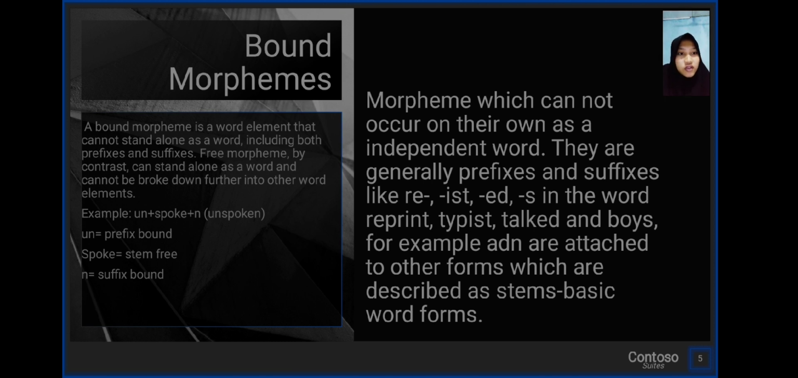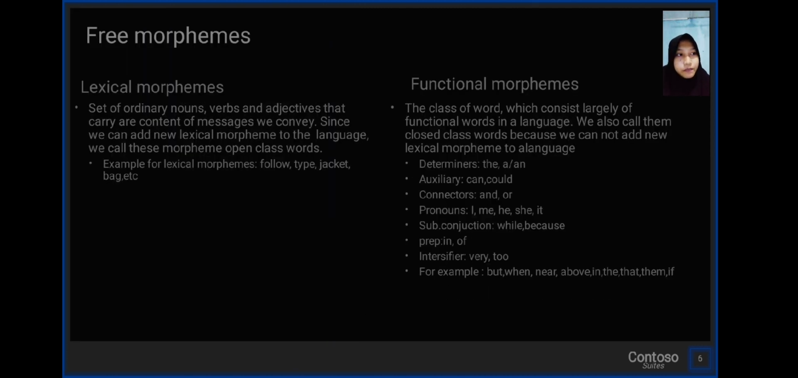Bound morphemes can further be broken down into 2 categories: derivational and inflectional morphemes. Hundreds of bound morphemes exist in the English language, creating near infinite possibilities for expanding words by attaching these elements to pre-existing words.